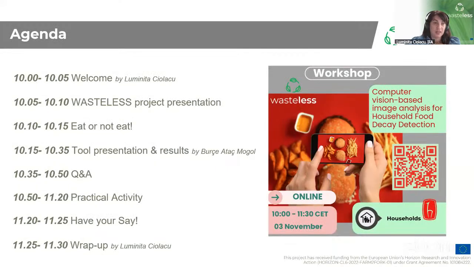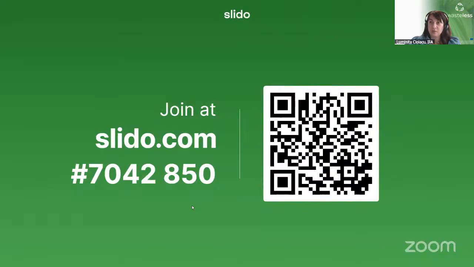We'll start with the first Slido activity. So I will share again my screen, and please grab your phone to answer the questions that we have prepared for you in the Slido. Okay, let me see how this works. Okay, so you can join the Slido by scanning the QR code or by going to slido.com and typing the code 7042850. This will be all the time on the screen. So now the first question.